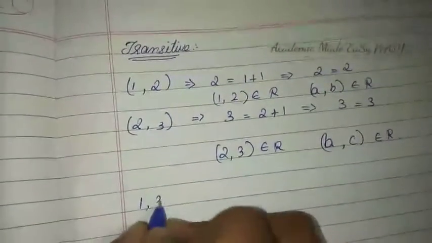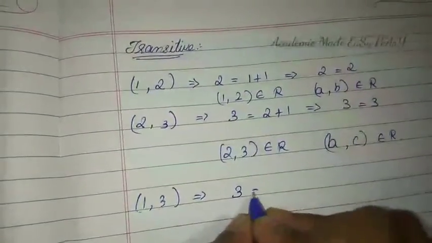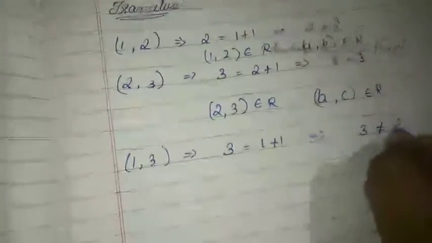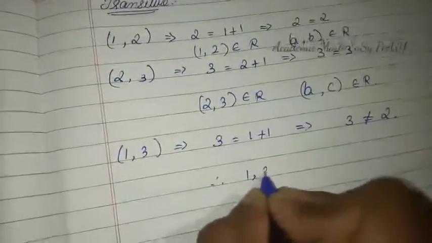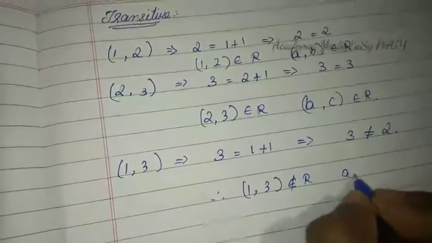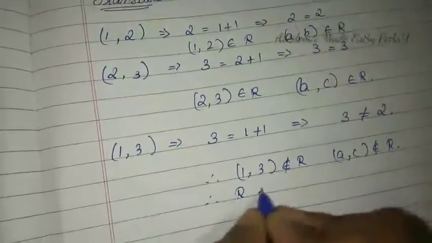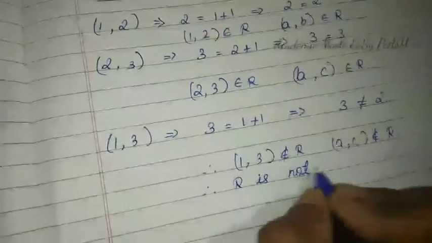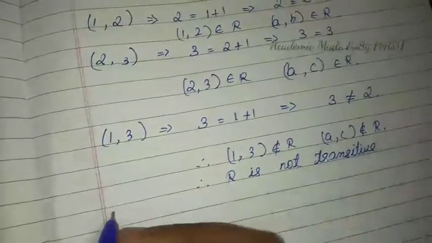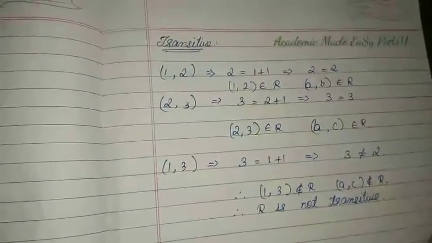Okay. So (1, 3) only we have to check. So b value is 3 and a value is 1 plus 1. This implies 3 is not equal to 2. Therefore, (1, 3) does not belong to R and (a, c) also does not belong to R. Therefore, R is not transitive. So we can say that R is neither reflexive nor symmetric nor transitive.